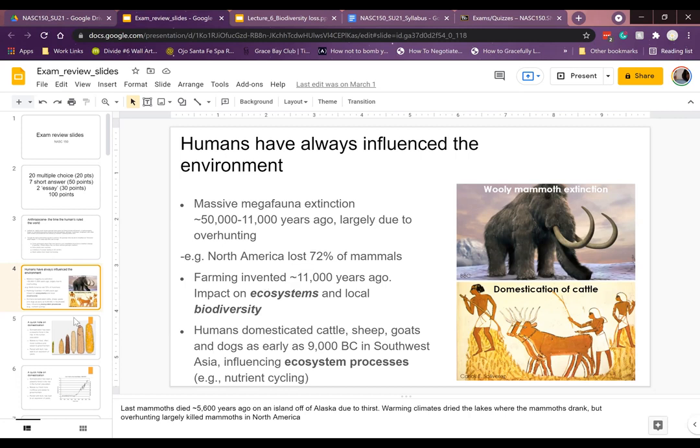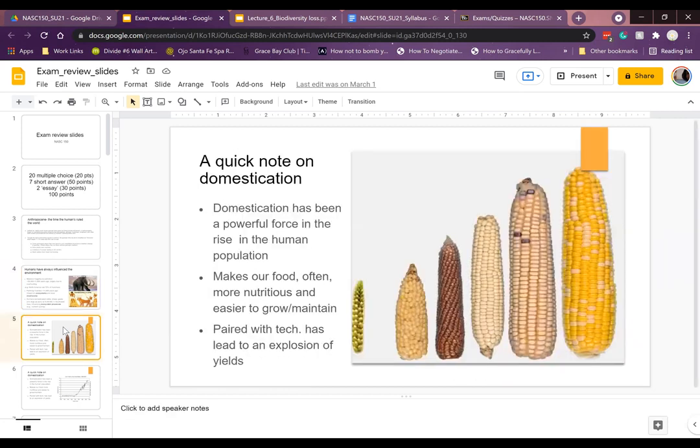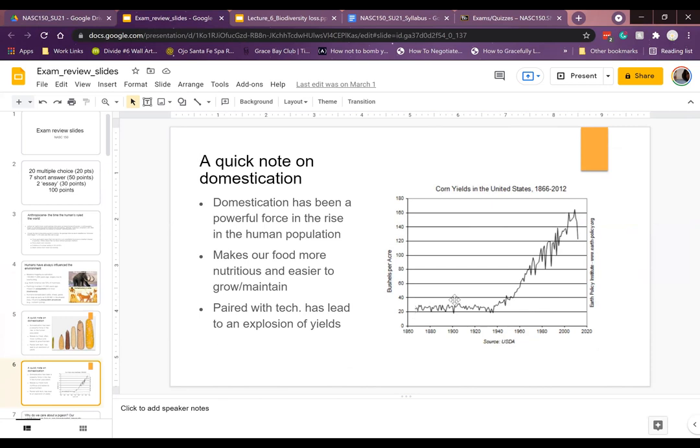Agriculture. The agricultural revolution way back in the day, that led to domestication. Now, I spent a bunch of time talking about this because I really like it, because I like lots of things that most people don't like. But domestication is really cool. Taking a wild plant, a wild animal, selecting for traits that make it better, more nutritious, easier to grow for humans, which leads to scenes like this, where we see massive yields of corn per acre.